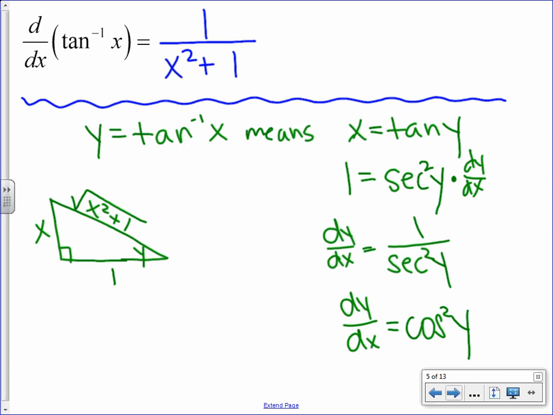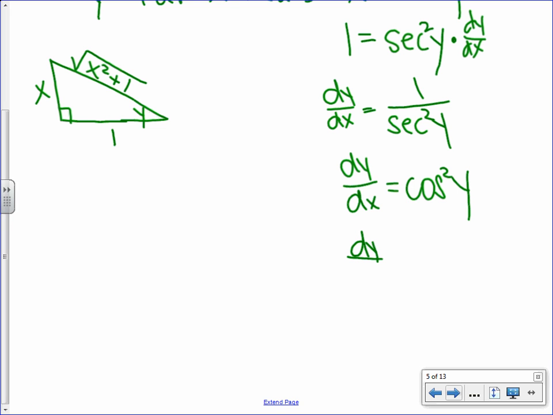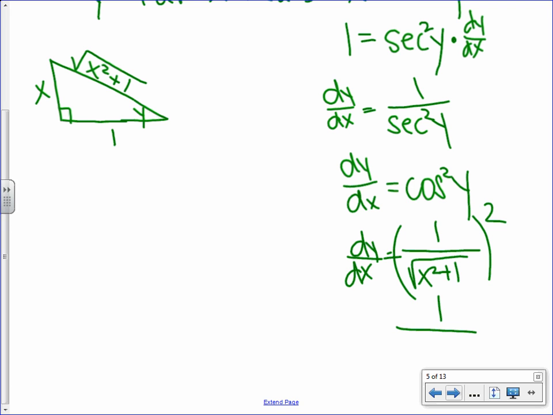Okay? So if we have the cosine of y, what is the cosine of y? Adjacent over hypotenuse, right? So we would have adjacent over hypotenuse squared, which is why our derivative is 1 over x squared plus 1. That is why it is what it is, because of these inverse relationships.